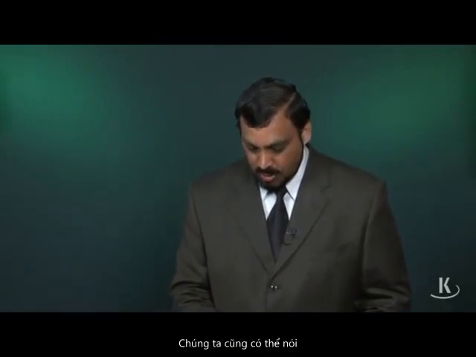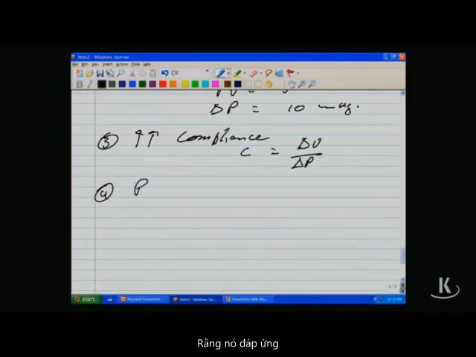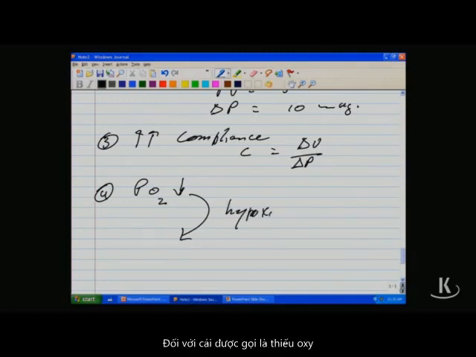Now, we can also say that the pulmonary circuit has this unique characteristic, that it responds to PO2. Whenever there's a drop in PO2, this can lead in the blood vessels to what is called hypoxic vasoconstriction.